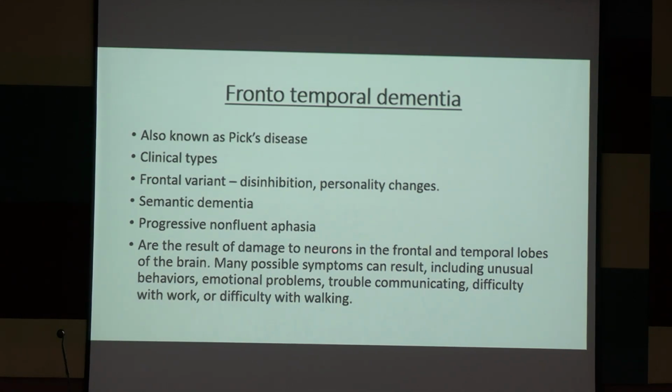They are result of damage to neuron in frontal and temporal lobes of brain. Many possible symptoms can result, including unusual behavior, emotional problems, trouble communicating, difficulty with work, or difficulty with walking, okay. So there is frontal and temporal region, there is damage to neurons, okay. Three types, এটা মনে রাখতে হবে, three types: frontal, semantic, progressive non-fluent aphasia.